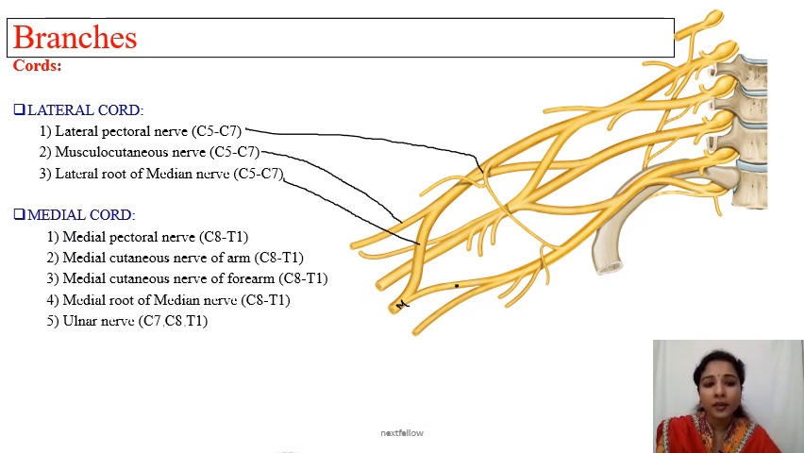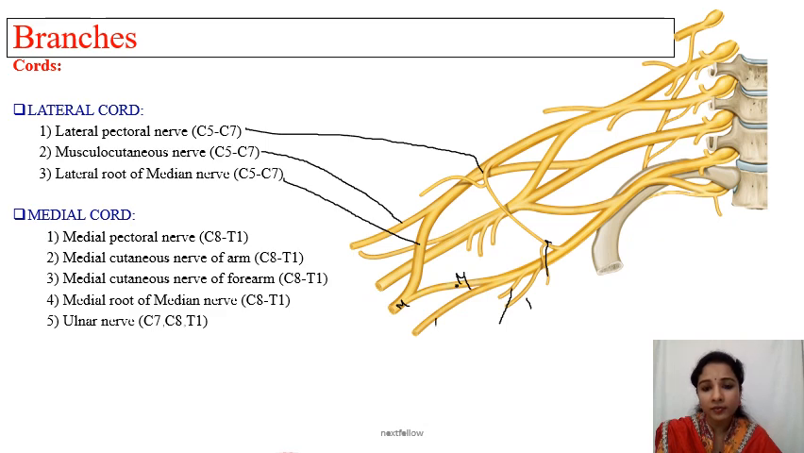Medial cord, you can remember 4 M's and 1 U. 4 M's are: medial pectoral nerve. So this is the medial pectoral nerve, which is giving rise to a communicating branch. Then medial cutaneous nerve of arm. So this is the medial cutaneous nerve of arm, medial cutaneous nerve of forearm. Then medial root of median. This is the medial root of median, which I have already said.